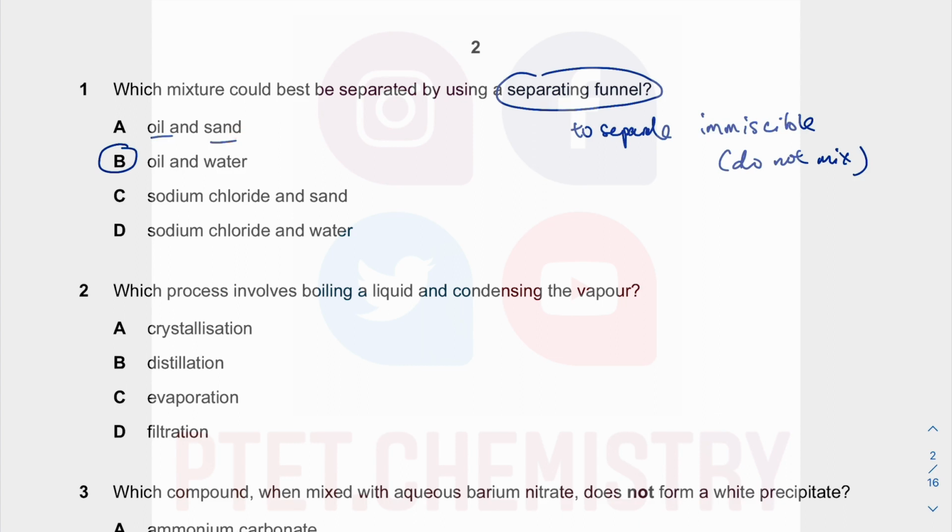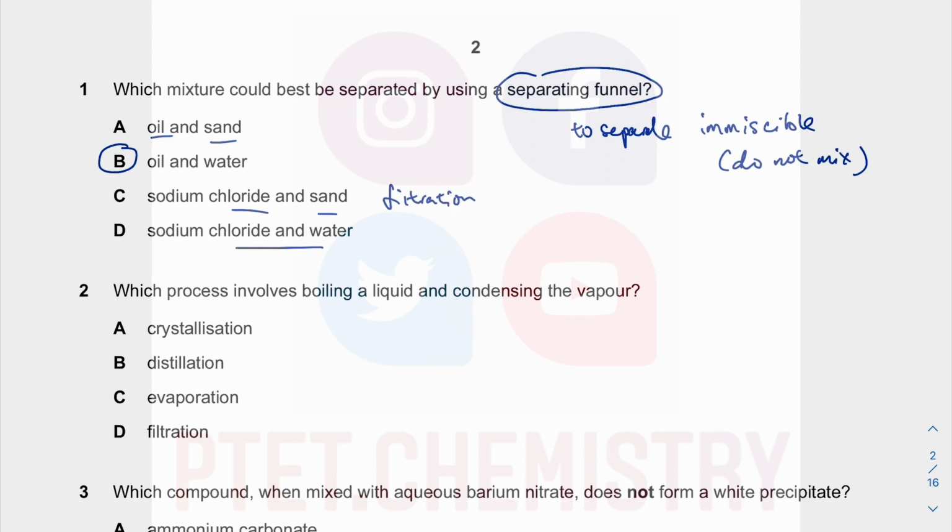because sand is also insoluble in oil, you can be better off doing filtration, although oil is not as free-flowing as water, yeah? But oil and water definitely do not mix. You can definitely use a separating funnel. You get 2 layers because they have different density, oil floats on water. So you get water coming out first, then you can collect the oil. Sodium chloride and sand, that is filtration, that is the best way.